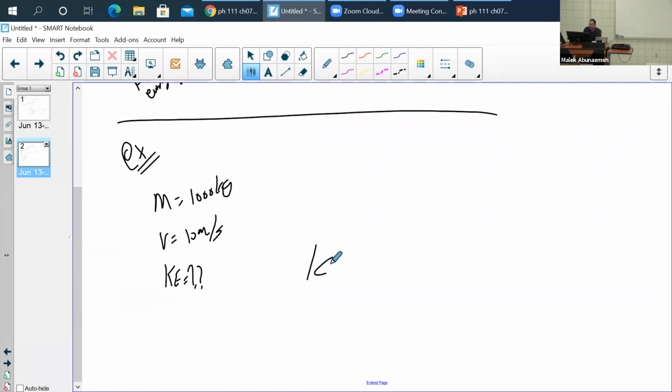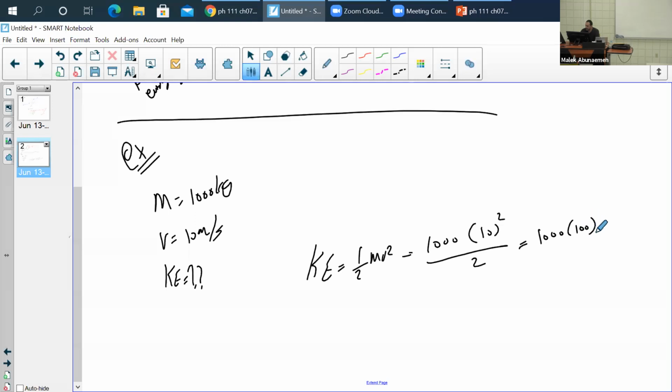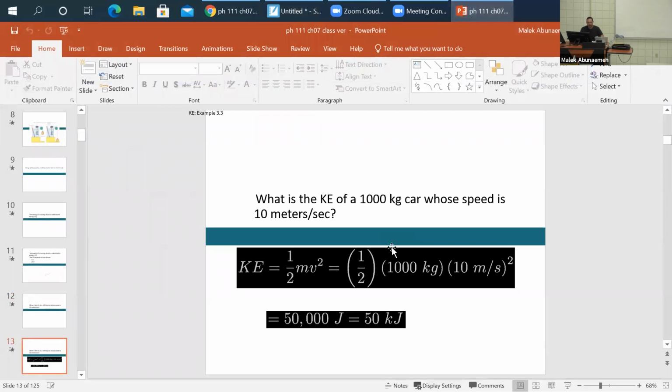And you know your kinetic energy is 1/2 mv squared, which is going to be your 1,000 multiplied by your 10 squared divided by 2. 10 squared is 100. So let me just write this down, times 100 divided by 2. Half of 100 is 50, so that's going to equal 50 kilojoules. Or you can say it's 50,000 joules. It would be 50 kilojoules. Okay, we got this one right.